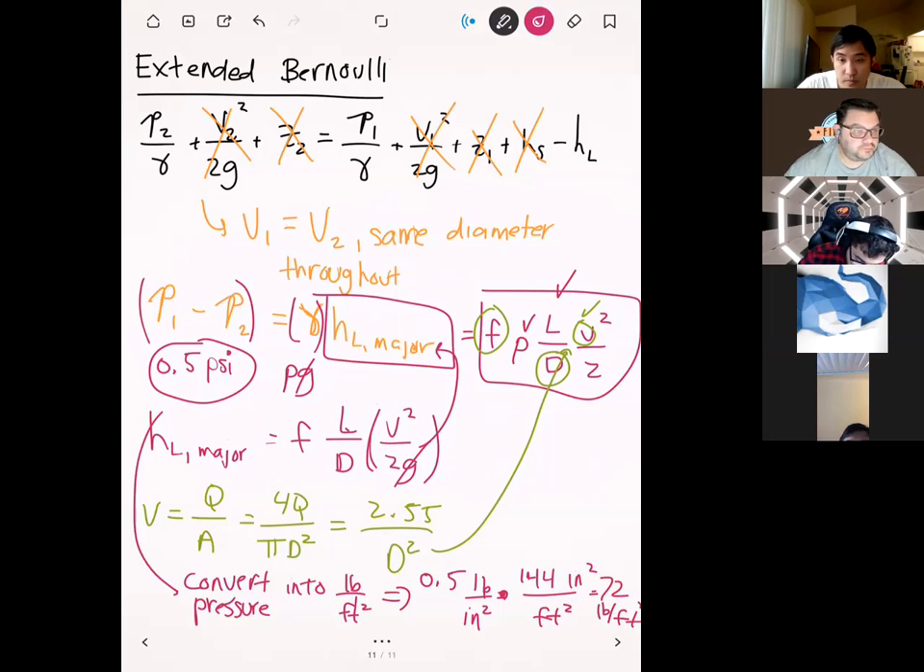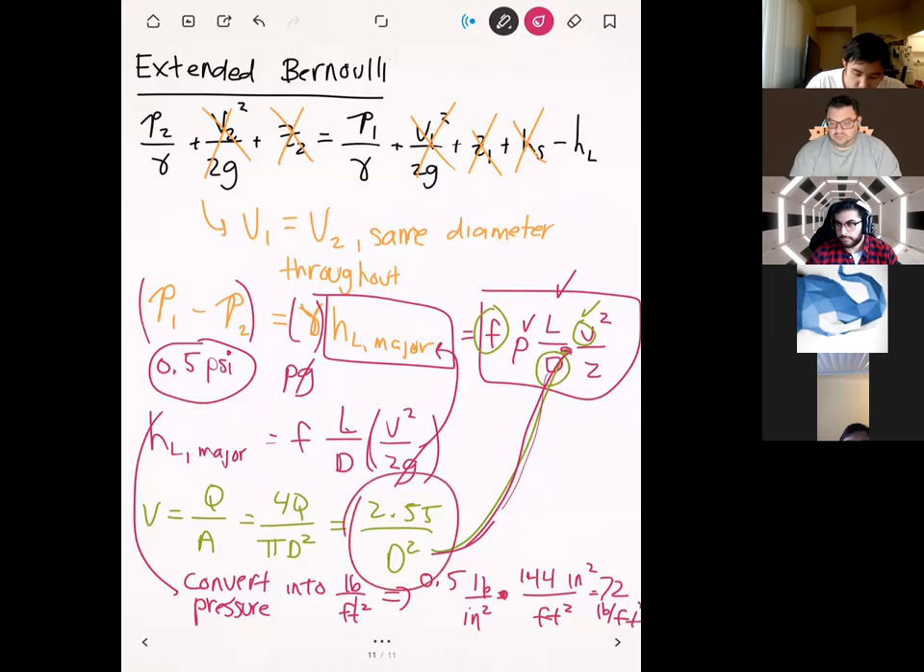The arrow from D to D? You mean this arrow right here? Basically, I solve for V. So V is going to be 2.55 D squared. What I mean by that is I'm plugging this whole expression in for V up here. So I'm basically eliminating V from the equation.